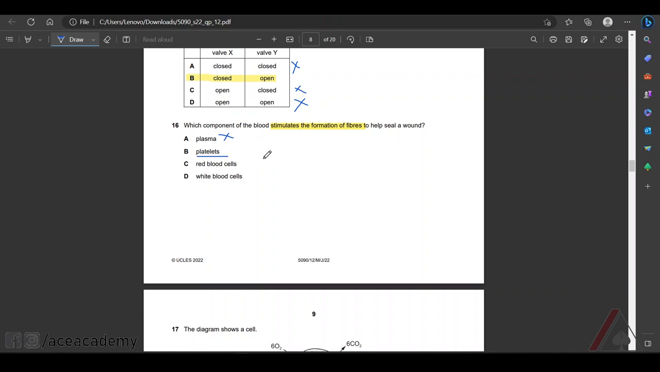C says red blood cells. Red blood cells get caught up in the fiber, and that's how the blood clot is formed, but they don't really stimulate the formation of fibers or are related to the formation of fibers in any way. So C is wrong. D, white blood cells. White blood cells also don't have a role in the formation of fibers. They just make sure that any pathogens that may enter from the wound are destroyed. So our correct answer should be B.